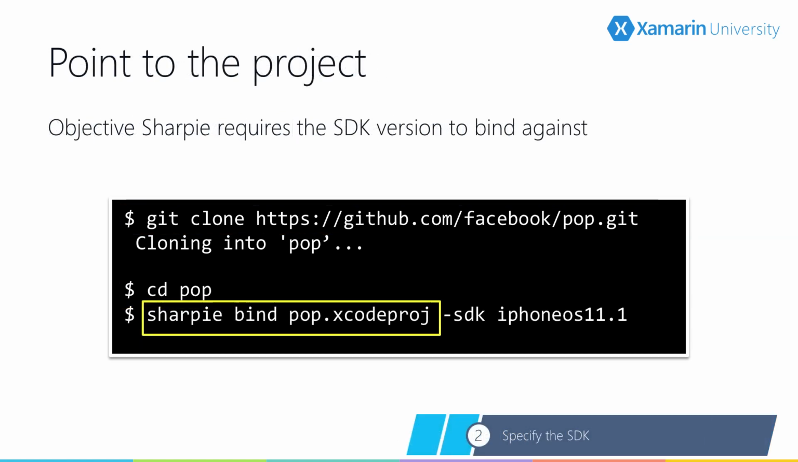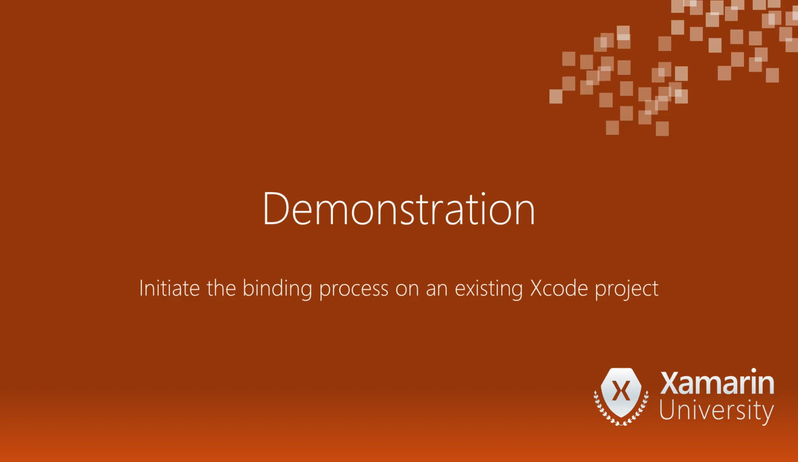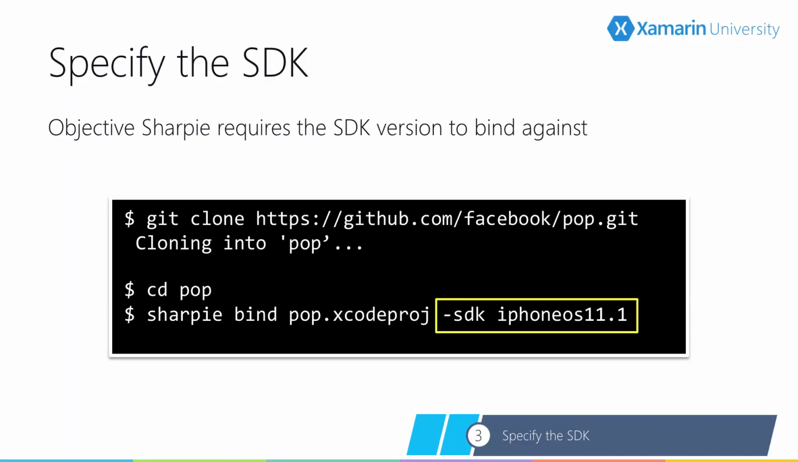Next, you will execute the Objective-Sharpie binding command. An important note to make here is that the Xcode project must include one or multiple build configurations set up. Without these, Objective-Sharpie cannot inspect the project and therefore cannot complete the binding. It is also important to specify the iOS SDK version that you are going to bind against. If this SDK version is not installed on your machine, make sure to install it using Xcode. Right, we have now all the bits. Let's see what an example of this looks like.